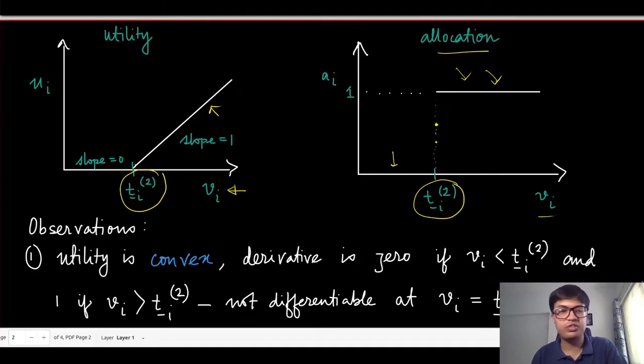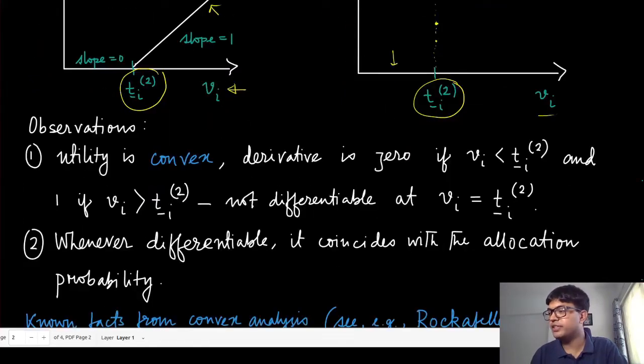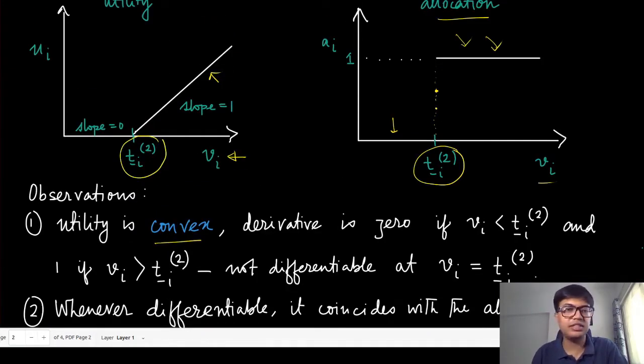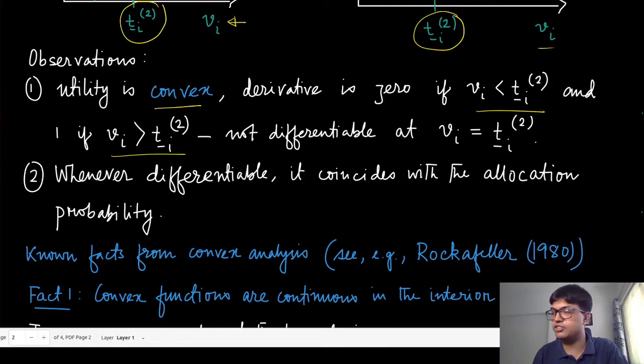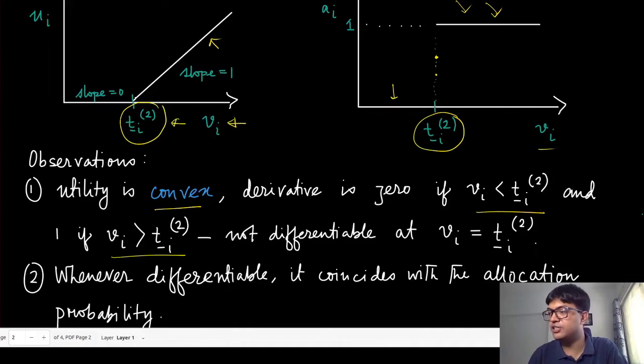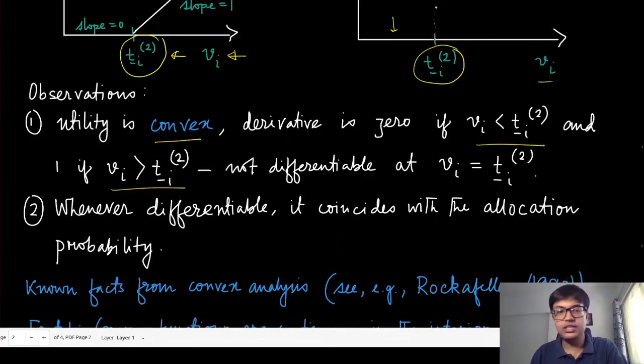So we can make a few observations from these two curves. The first thing is that this utility curve is convex. So if you look at this curve, this is a convex curve, and the derivative is 0 if VI is less than or equal to this, and 1 if the valuation is larger than this threshold point, and it is not differentiable at this threshold point. So at this point T minus I2, it is non-differentiable. But whenever this function is differentiable, it actually coincides with the allocation. We can also see that. So these are the two points.